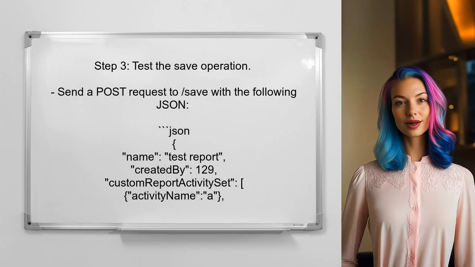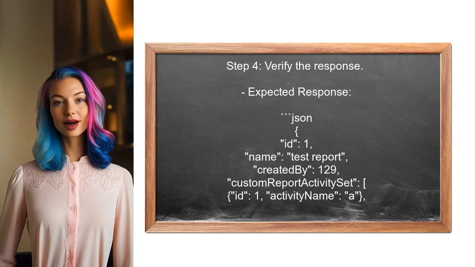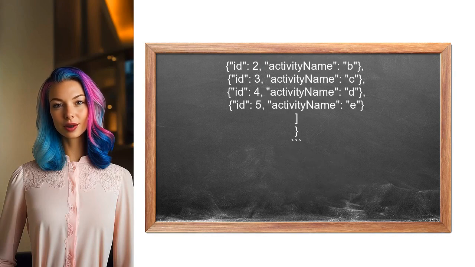This will ensure that the custom report is set for each activity before saving. Now the user can test the save operation again. This time, the relationship should be correctly established, and the entity should save without any constraint violations. If everything is set up correctly, the user should receive a successful response, indicating that both the custom report and its related custom report activity entities have been saved.